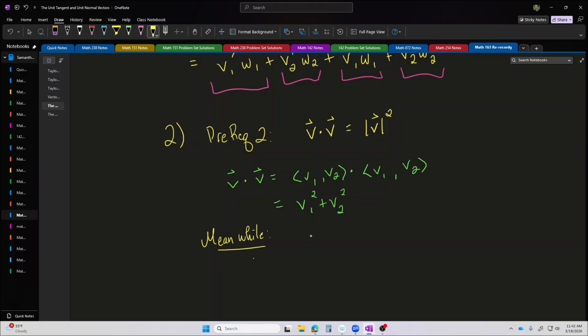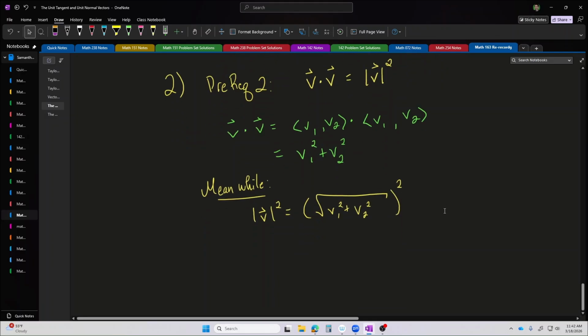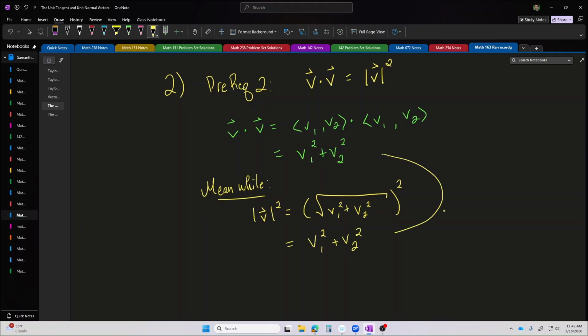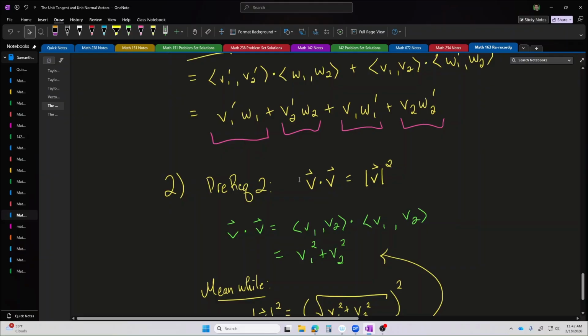Meanwhile, if I look at the expression on the other side of the equation I'm trying to prove, if I use the length formula to write out what the length of v would be, that would be the square root of v1 squared plus v2 squared. And if I then square that length, the square and the square root will cancel, and that will leave me with the exact same v1 squared plus v2 squared that I got earlier. So this is proof that if you dot a vector with itself, that's the same thing as its squared length.